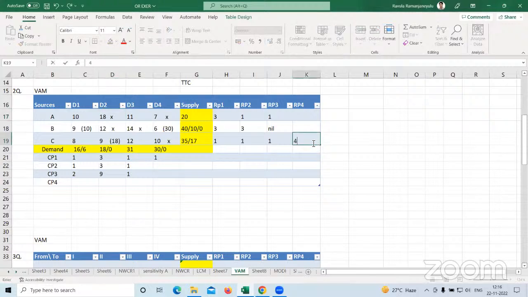So 4 is the highest. Among all these penalties, the highest penalty is 4. So that means to this row we need to allocate. The least cost is 8. So 8 we need to allocate, into 6. 8 into 6. This becomes 0.